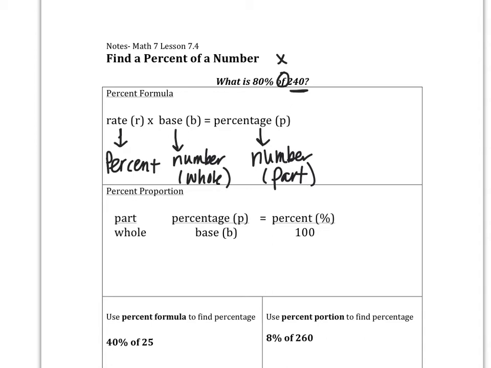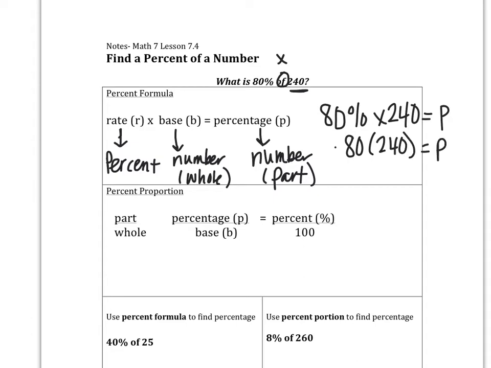So in our equation, we would use 80% of 240, and the percentage is what we're trying to find. We're going to turn our 80% into a decimal. Multiply that by 240, and that is going to be 192. So in answering our question, 80% of 240 is 192.